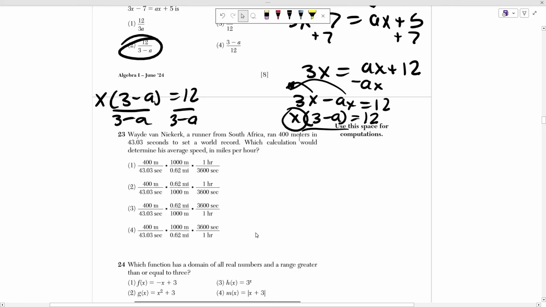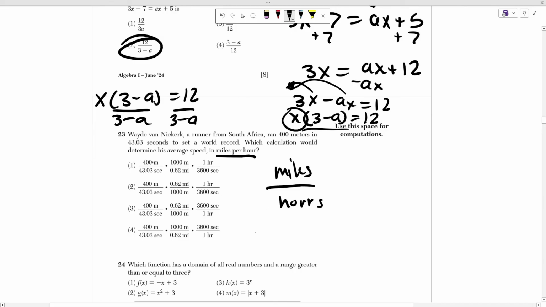Wade van Niekerk, a runner from South Africa, ran 400 meters in 43.03 seconds to set a world record. Which calculation would determine his average speed in miles per hour, okay? So this conversion needs to leave me with miles on top and hours on bottom. So let's look at the units.